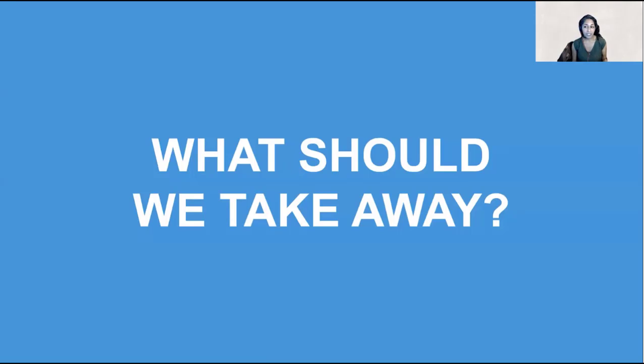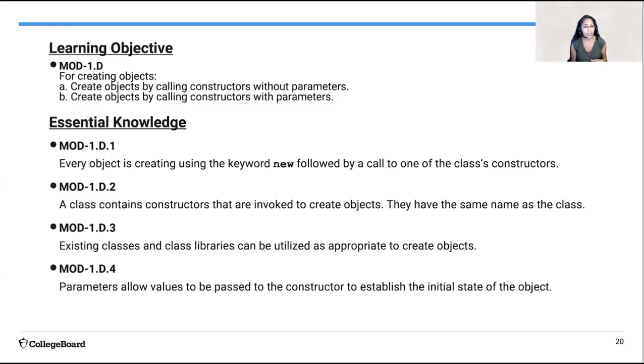So based off of this, what we walk away knowing is that our objects are created using the keyword new. We can use a whole bunch of different types of constructors to actually create our objects. And remember, those constructors always have the same name as the class. And I can use parameters both in the signature and in my constructor call to initialize the state of my object.